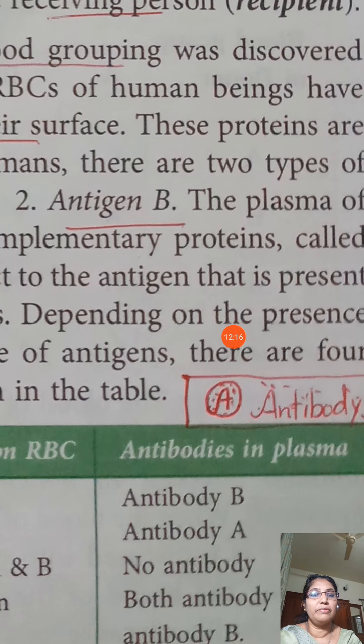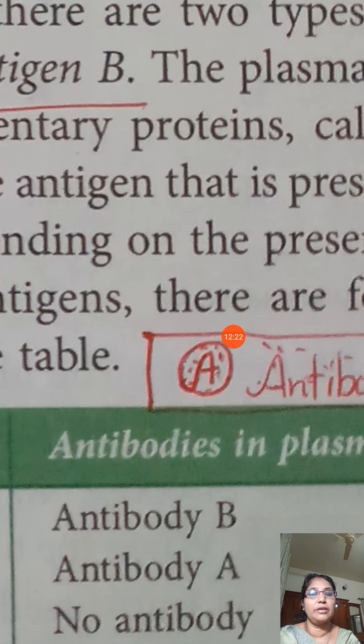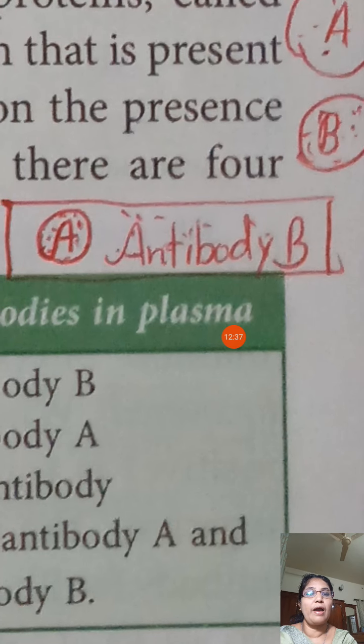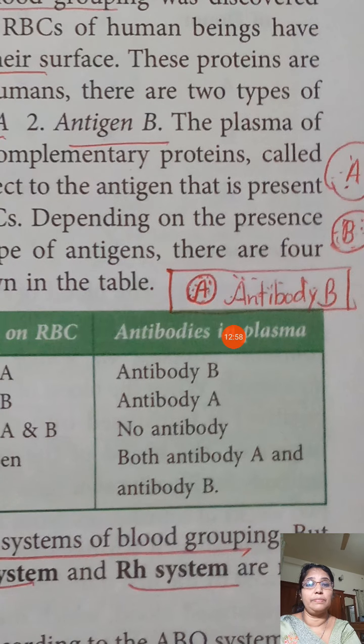One RBC with A group has antigen A on its surface area. I drew one figure here. In persons with blood group A, the RBC has antigen A on its surface, and in their plasma they will have antibody B. If it is a person's blood with A group, their RBC has antigen A on its surface. Antigen A means a kind of protein present on the surface of the blood cell. With antigen A, they will have antibody B in their blood plasma.